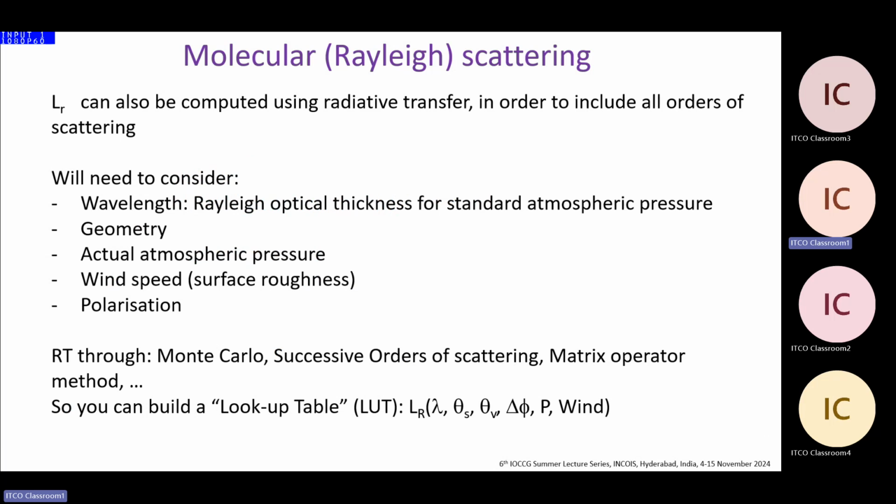Of course, this is for single scattering. If you want to be significantly more accurate and more realistic, because most of the time there is some multiple scattering and sometimes quite a lot, then you need to go through radiative transfer to calculate this, and that's what John has been showing you last week. Then you need to consider the wavelength of the optical thickness, the geometry of the problem, the actual atmospheric pressure, because that defines how many molecules you have in a given atmospheric column, the wind speed, surface roughness, and polarization if you have a vector code. From this, and that's what all the current mission processing does, you build big lookup tables as a function of wavelength, geometry, pressure and wind, and to process every pixel, you interpolate and get your value of the Rayleigh scattering.